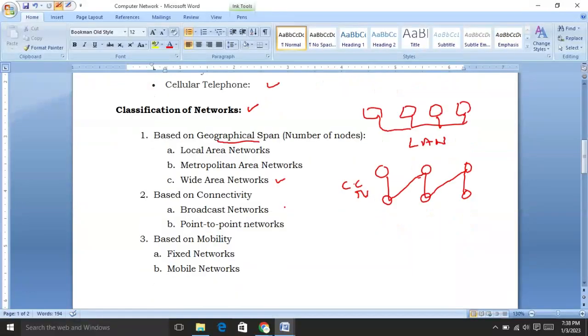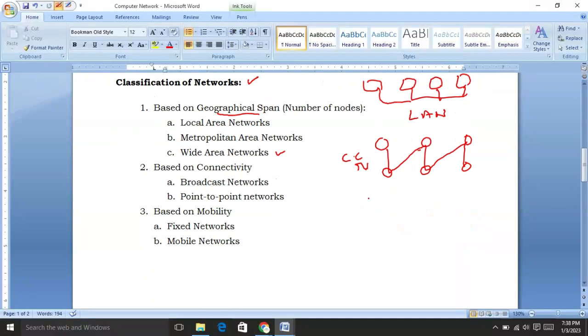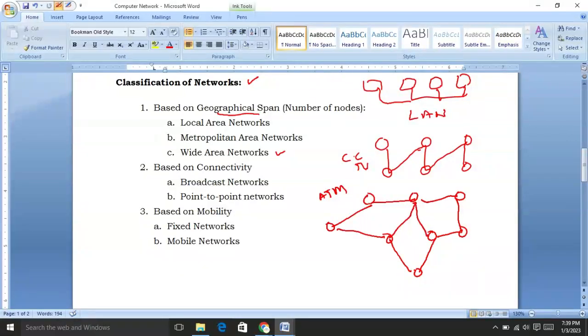That means there are so many nodes, so many systems within the network, interconnected over a large geographical area. For example, let us consider ATMs of the banks. One ATM in one town, another ATM in another city, another ATM in another state. But when you go from one town to another town or one city to another city, we are able to draw money or perform our financial transactions by using these ATMs. These are the best example for a wide area network.